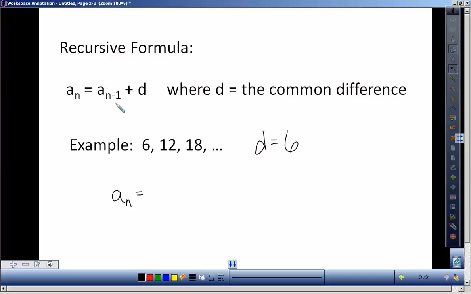Now, we need a term to start with. Generally, you always want to use the first term.